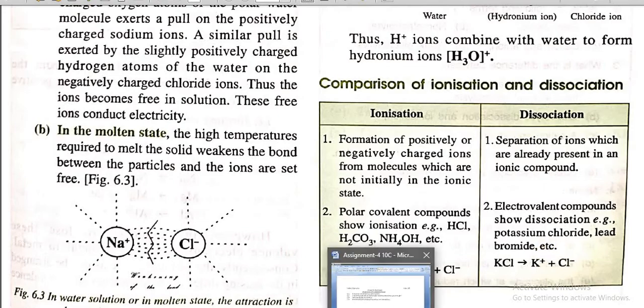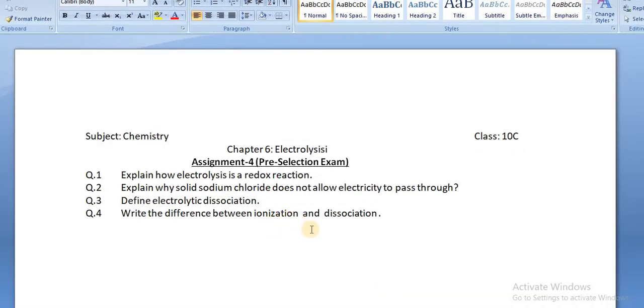Now, today's assignment. Question number 1: explain how electrolysis is a redox process. You need to explain how the oxidation and reduction reactions are taking place. Question number 2: explain why solid sodium chloride does not allow electricity to pass through. Question number 3: define electrolytic dissociation. And the last: write the differences between ionization and dissociation. Complete the assignment and send it in manual.